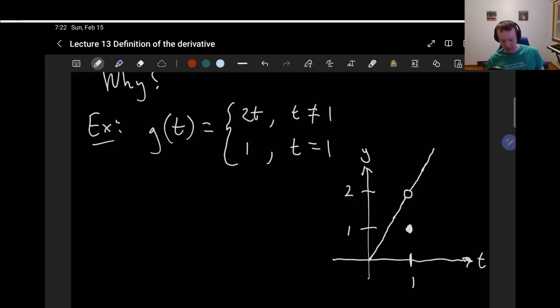It's a sudden jump because the limit as t approaches 1 here, we're headed towards this y value of 2. So the limit is 2, but the actual function value does not agree with that. It's 1. So we don't have to walk through that all over again, but just say that we're discontinuous at t equals 1.